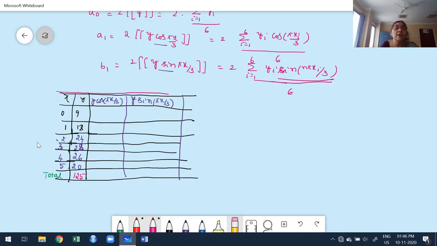Next, first value, x is equal to 0. X is 0, what is cos 0? 1. 1 into the corresponding y value. What is the corresponding y value? 9. We get 9.